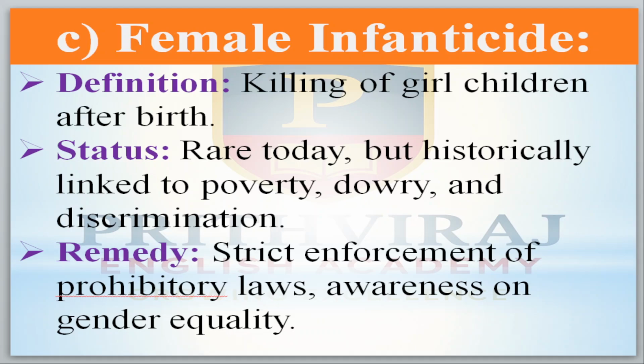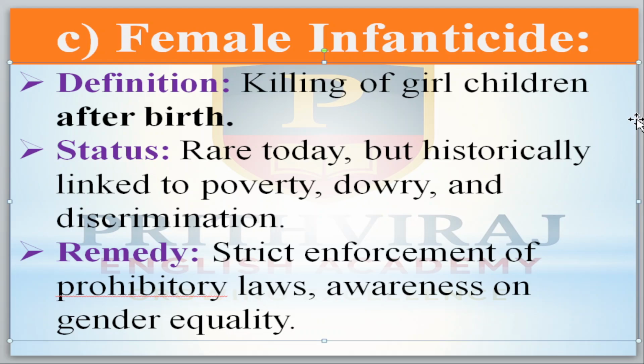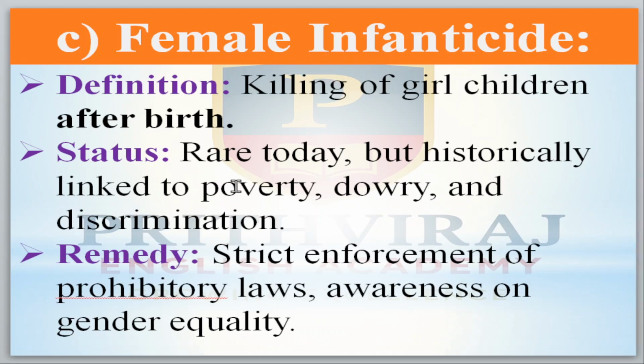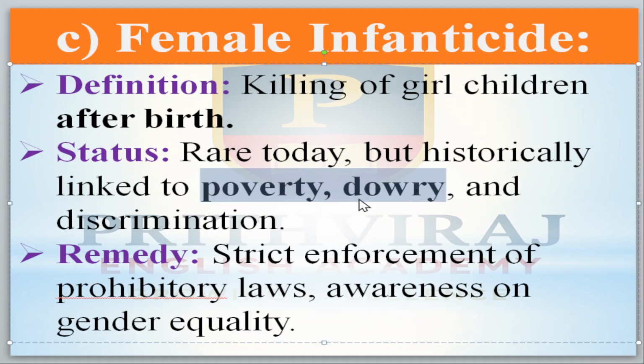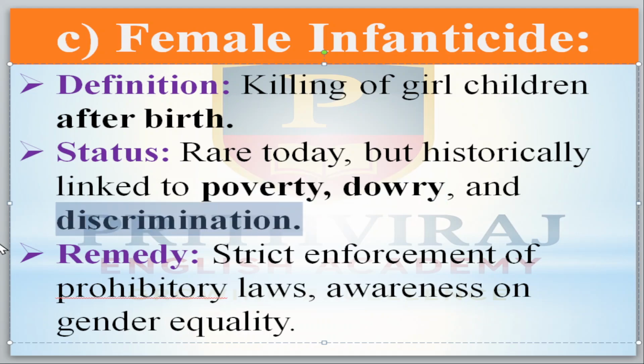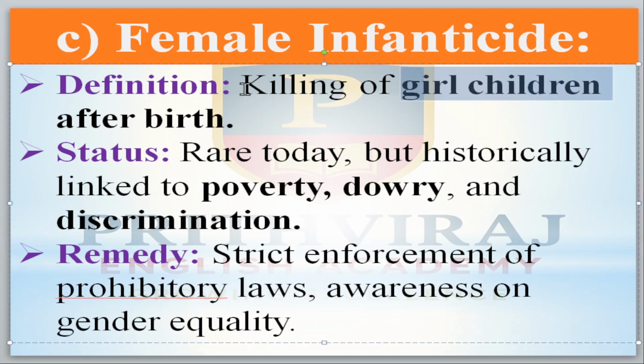Okay. Now come to female infanticide. What does it mean? Killing of girl children after birth is called female infanticide. It is rare today, but historically linked to poverty, dowry and discrimination. Nowadays it has reduced, but it may still exist. Remedies are strict enforcement of the laws and awareness on gender equality. These are the main things.